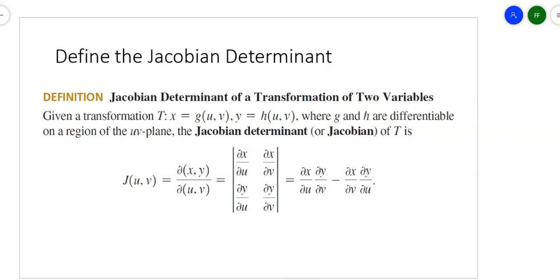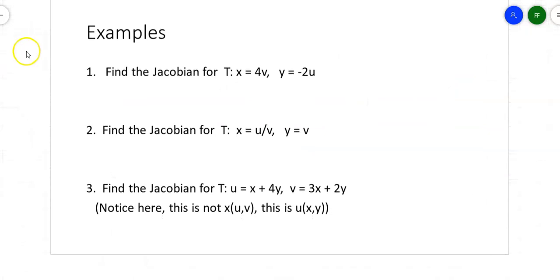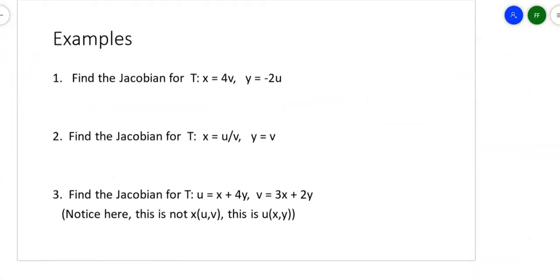Then how do you find the determinant? You multiply across, so go this way, and then subtract the other direction. So partial x with respect to u, partial y with respect to v, minus the two along the diagonal in the other direction. We'll practice a couple of Jacobians first, and then we'll figure out what the Jacobian is used for. So here's my first example. Find the Jacobian for x equals 4v, y equals negative 2u.